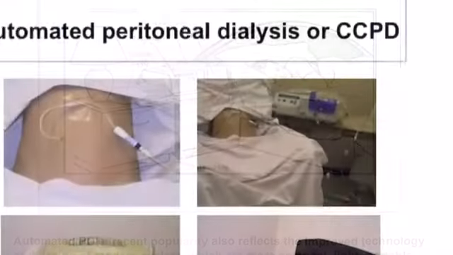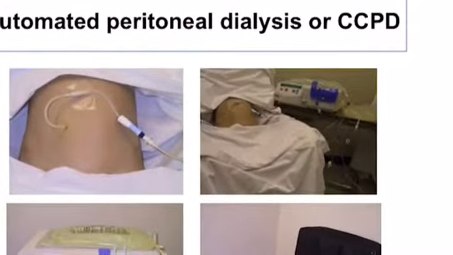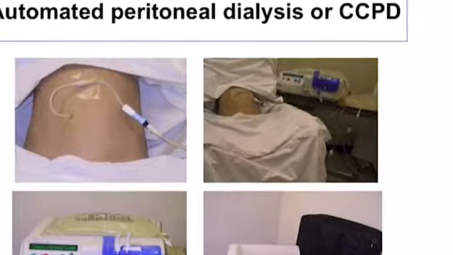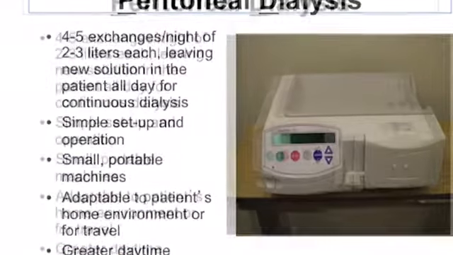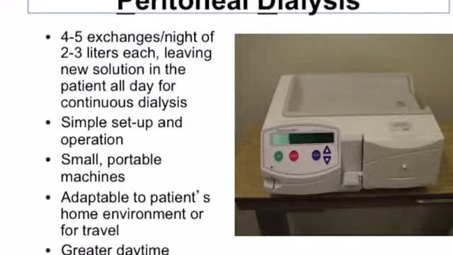Continuous cycling peritoneal dialysis is the chosen modality. This is an automatic cycling of exchange overnight with a long daytime dwell. It has 4 to 5 exchanges per night of 2 to 3 liters each, leaving new solution in the patient all day for continuous dialysis.